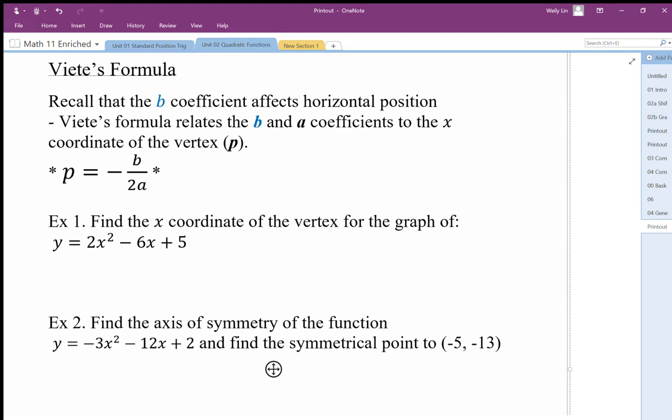So how do I apply the vertex formula? If I want to find the x coordinate of the vertex, really that's just p. So what I can do is just apply the vertex formula. So b in this case is going to be -6.